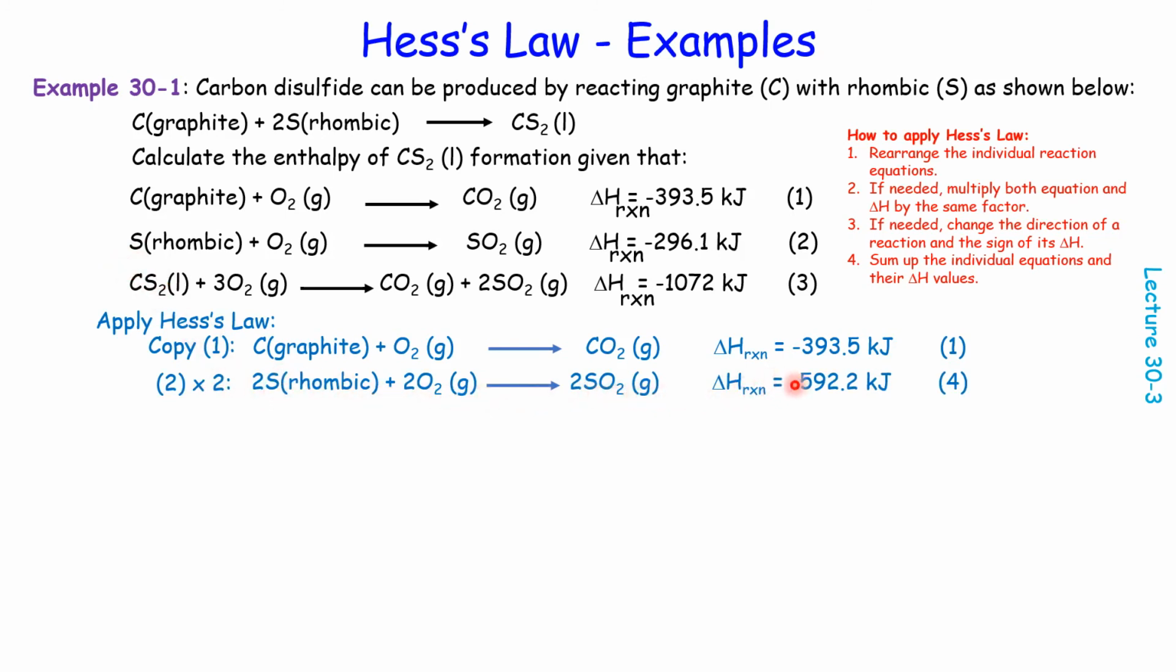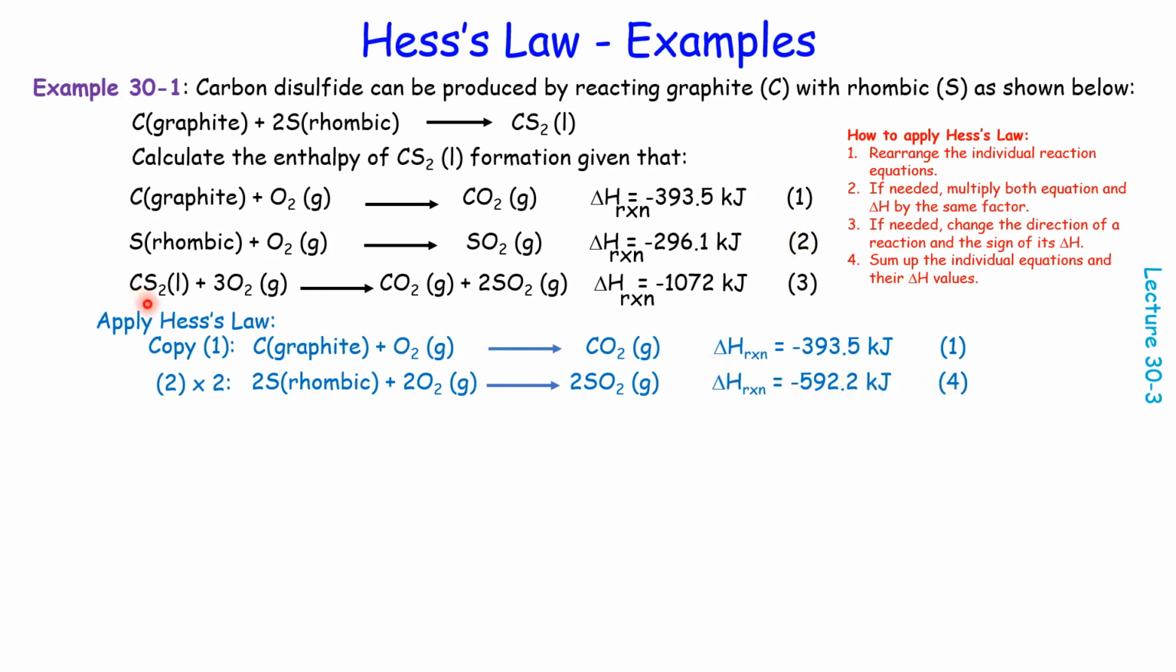Then we have to multiply the delta H of equation 2 also by 2. You see, negative 296.1 multiplied by 2 becomes negative 592.2 kilojoules. So this becomes a new equation. It is actually equation 2, but we modified equation 2. Now it becomes equation 4.